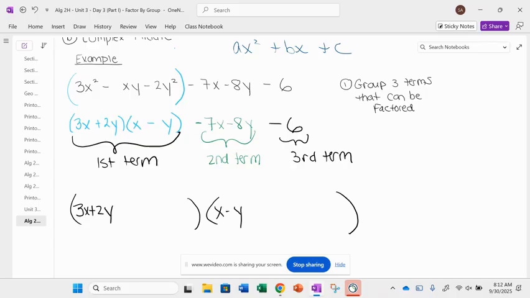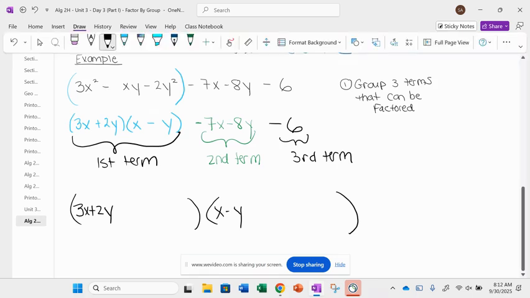Now, when we factor, the end part of the parentheses are factors of the last term. But then we always have to check to make sure the middle adds correctly, right? That's what we do. So I need factors of negative 6 that will go here. But when I check it, I need to make sure it adds to negative 7x minus 8y. So how are we going to do this? This is a guess and check. We're going to have factors of negative 6.